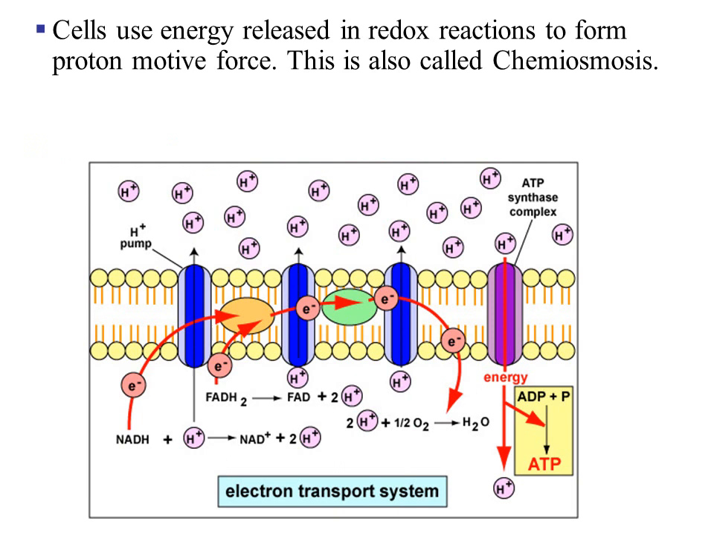Cells use energy released in redox reactions to form proton motive force. This is also called chemiosmosis. So in this image, we are looking at the product of redox reactions. NAD will donate electrons. The electrons will move from complex to complex that is embedded in the inner membrane. Hydrogen will be pumped into the intermembrane space. This creates proton motive force. This is also referred to as chemiosmosis.